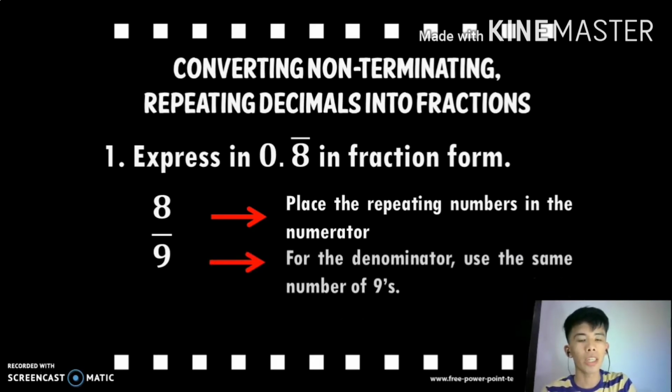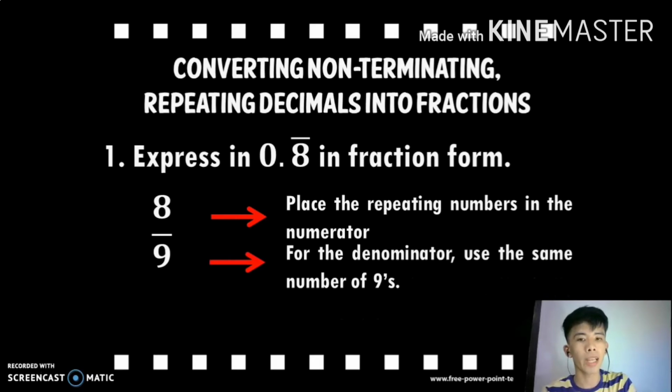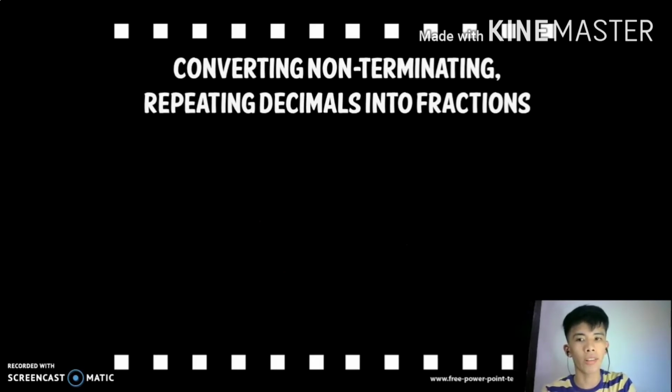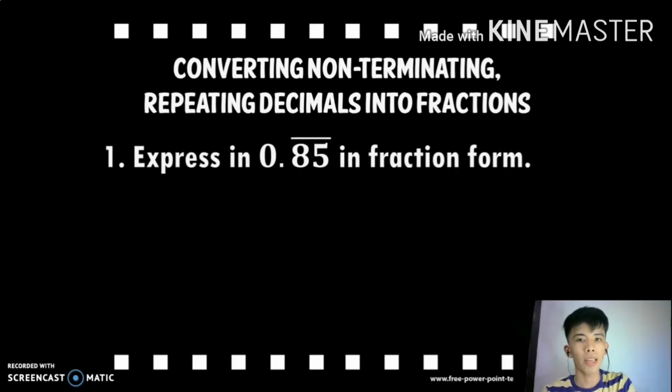Then, sa baba, for the denominator, use the same number of 9s. Kung ilan yung repeating number, yun yung bilang kung ilan ng 9 na isusulat. So, the 0.8 and so on and so forth is equivalent to 8 over 9. Next. Express 0.85, okay, and so on and so forth in fraction form. So, since isusulat daw natin yung repeating numbers in the numerator, so that is 85 over kung ilan yung ating repeating numbers, yun ang number of 9s na gagamitin. So, that is 85 over 99.